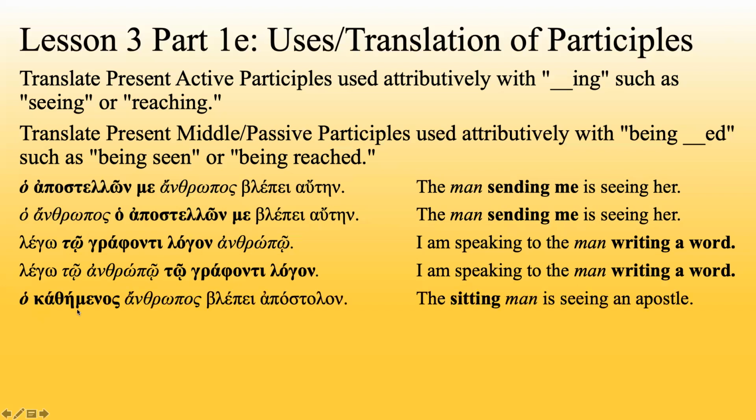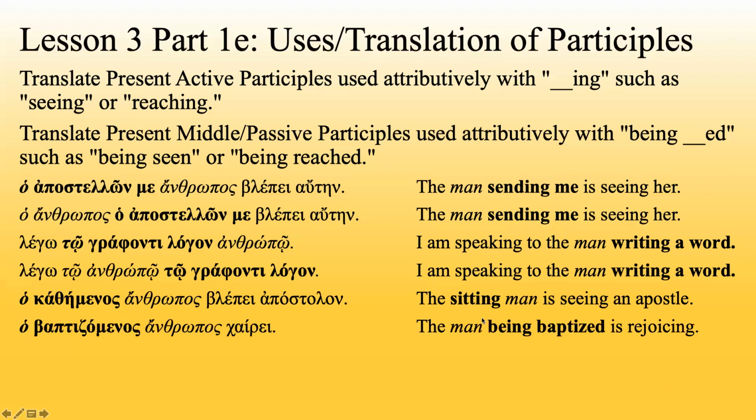All right, ho kathemenos anthropos blepei apostolon, the sitting man is seeing an apostle. Now here, this one, we actually ended up sticking it in front of it. You'll notice these ones went afterwards when they had a direct object. This one doesn't have a direct object, so it goes before. That's sort of the rule of thumb of how we do things in English, but you can always just play with it and see which one sounds better. Which man? The sitting man is seeing an apostle. If you said the man sitting is seeing an apostle, that just sounds a little funny.